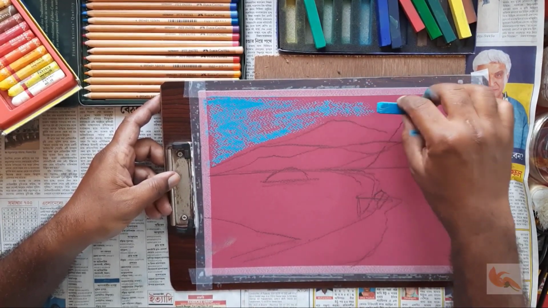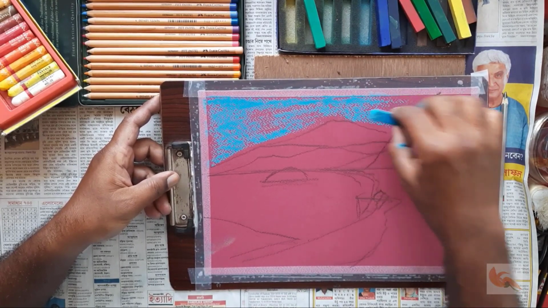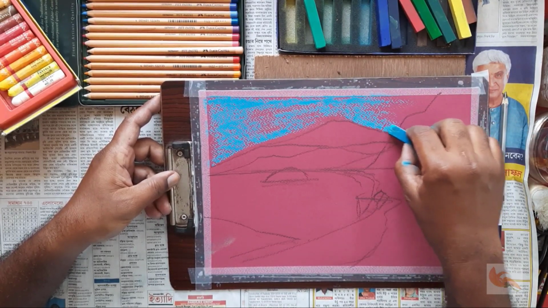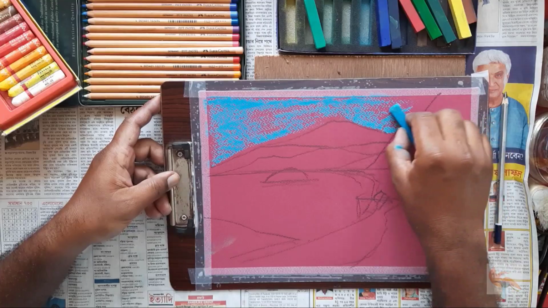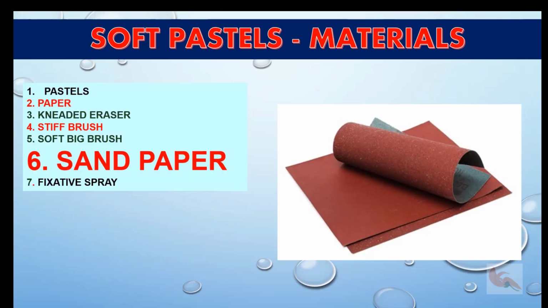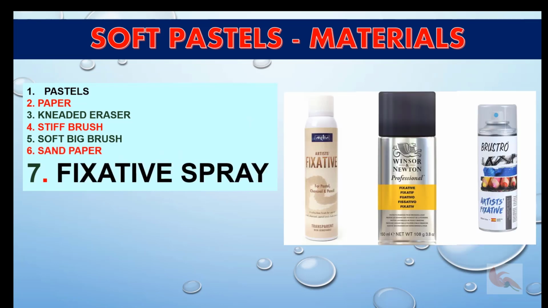Wiping with hand may smudge the surface. A gentle sweep with a soft brush does the job very nicely. You may also require a piece of sandpaper for sharpening the pastels to draw sharp lines and marks. You will also require a fixative spray for fixing the painting permanently on paper to avoid smudging.